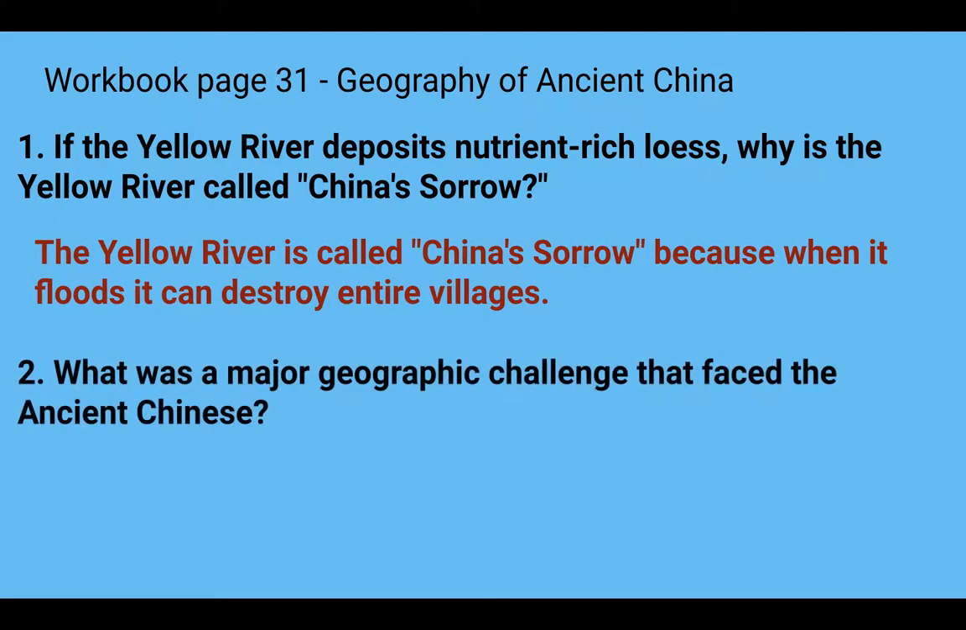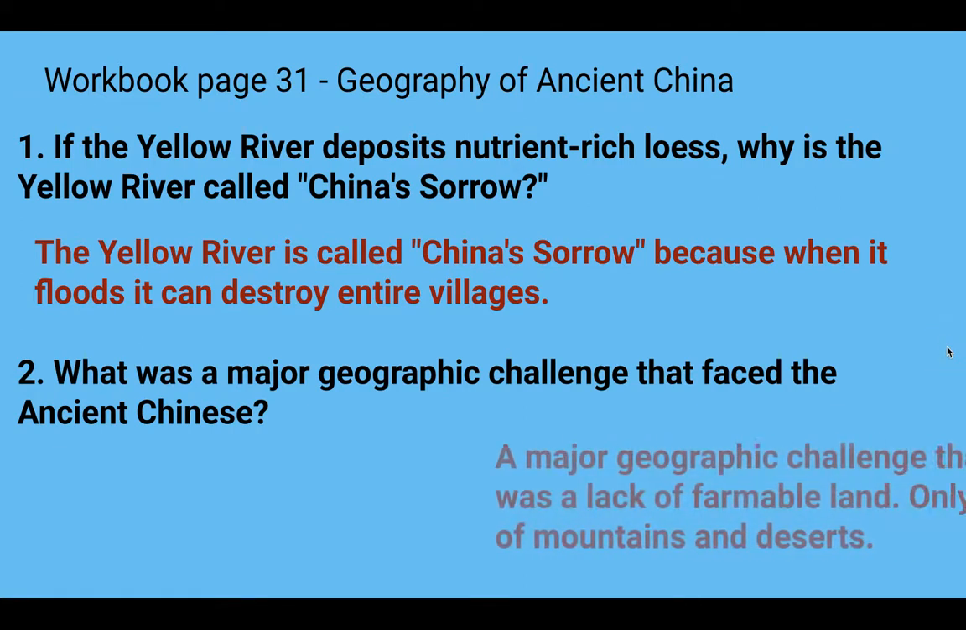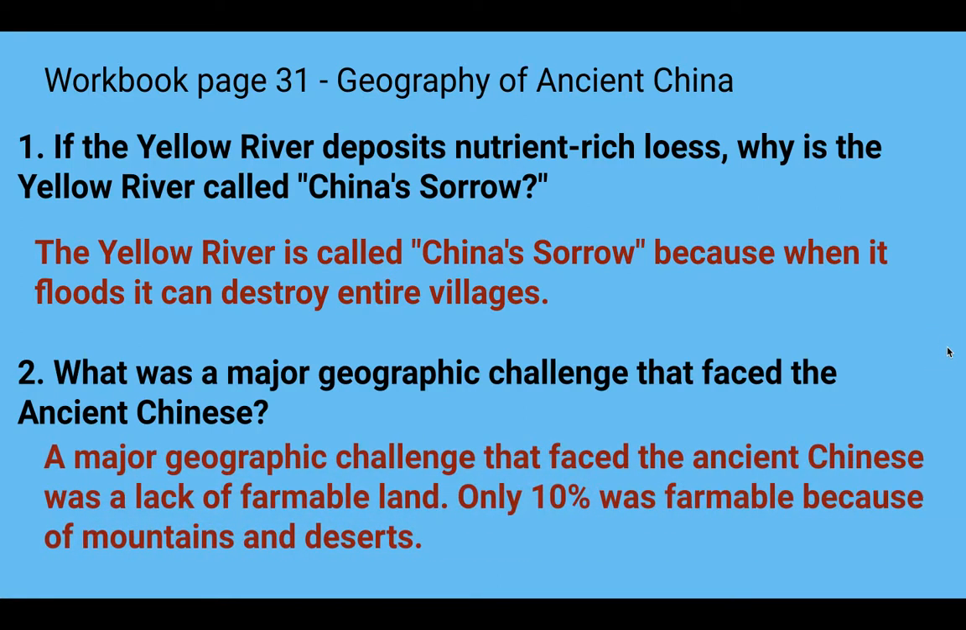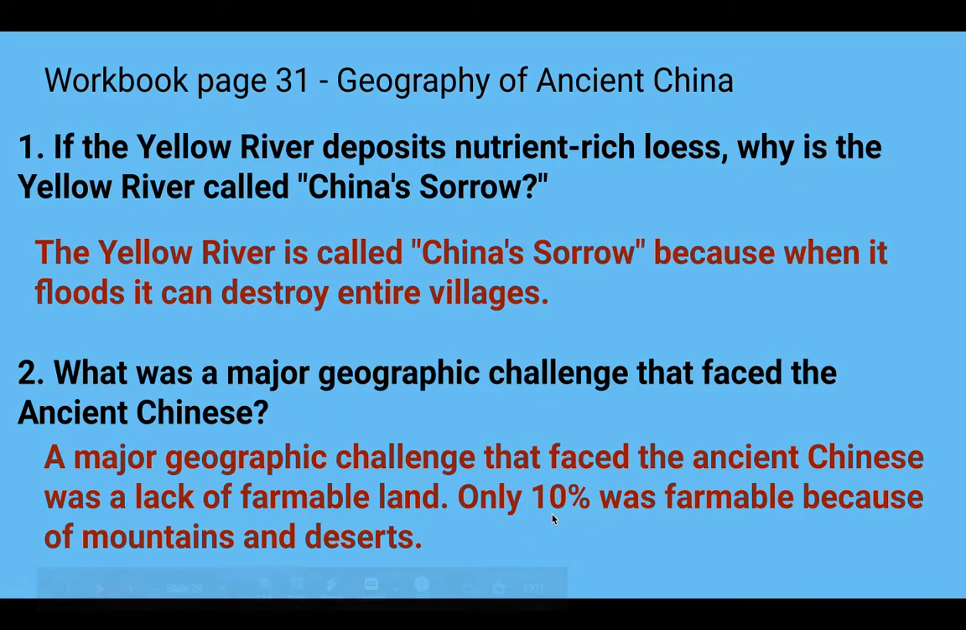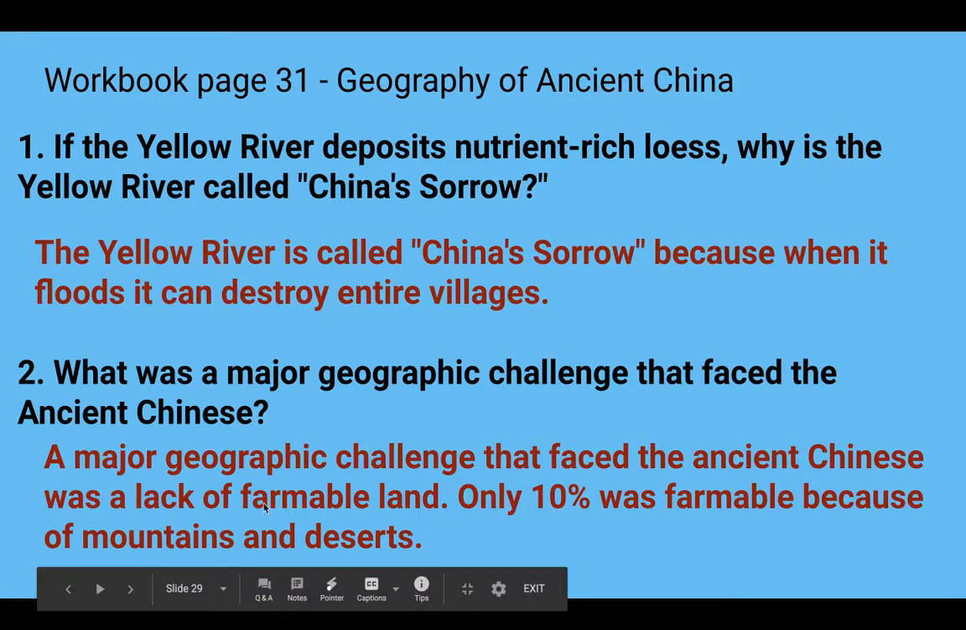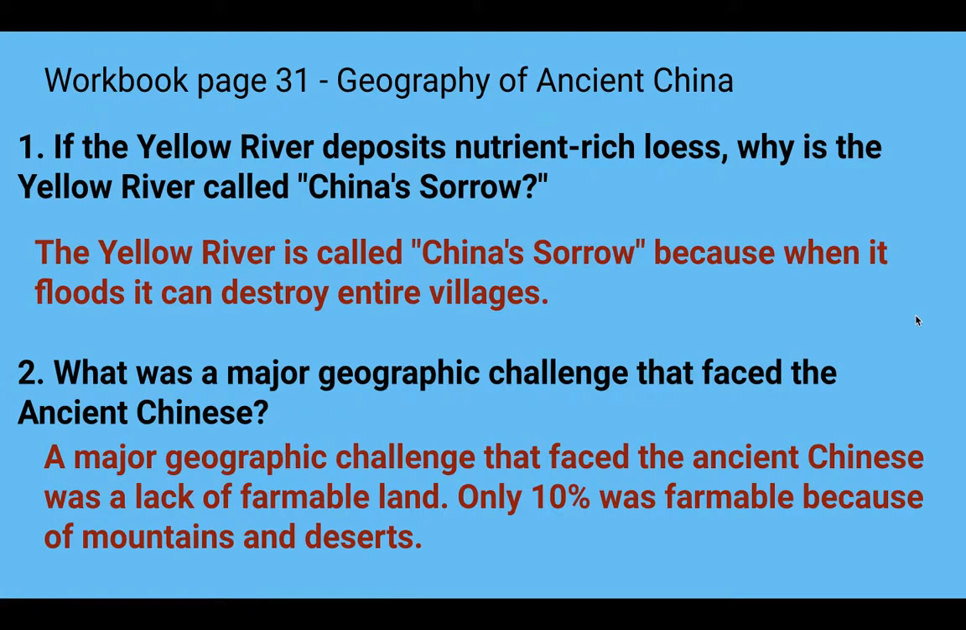All right, friends, welcome back. Okay, so what was another major geographic challenge that faced the ancient Chinese? I said that there was a lack of farmable land. Only 10% of that land was good for farming because only 10% of it was rather flat. There were too many mountains and deserts for them to grow enough food.